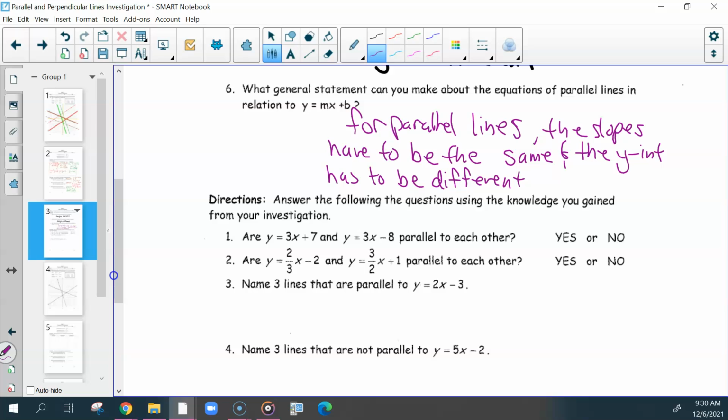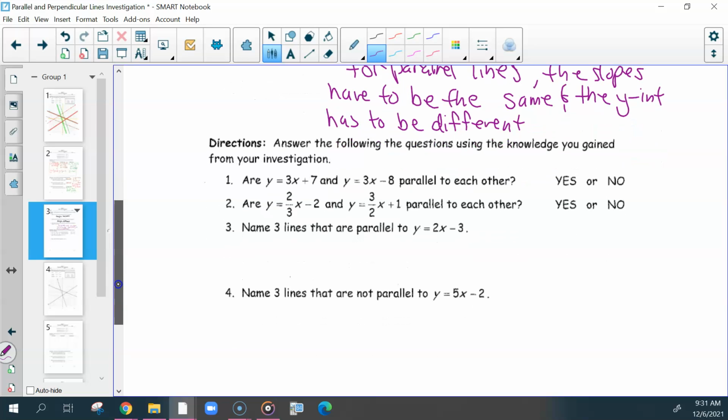So based on this general statement, from number 1, are y equals 3x plus 7 and y equals 3x minus 8 parallel to each other? Yes. They have the same slope, but they have different y-intercepts. What about number 2? Are these parallel to each other? No. These do not have the same slopes. They have the same numbers, but they're switched. So those are not parallel.